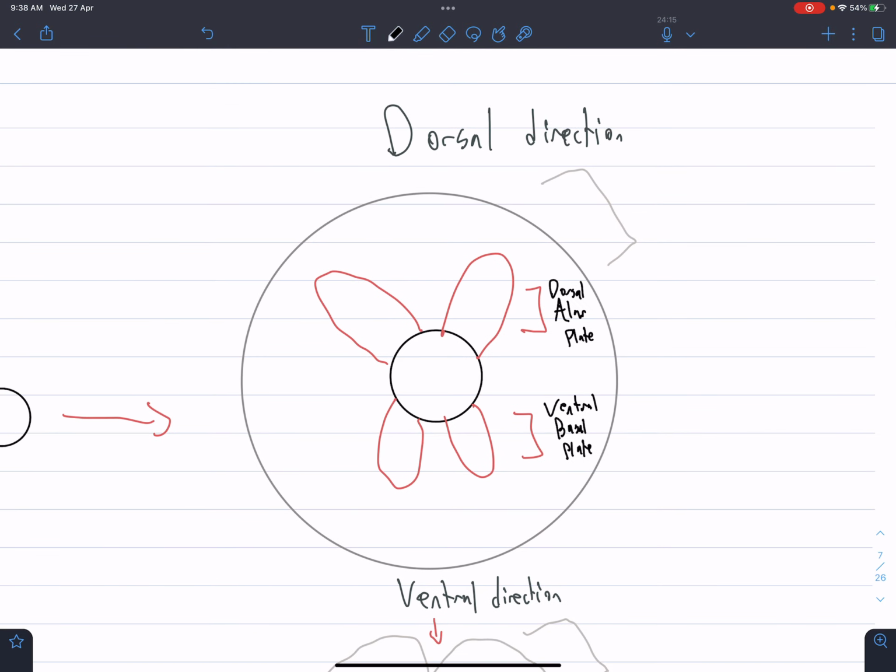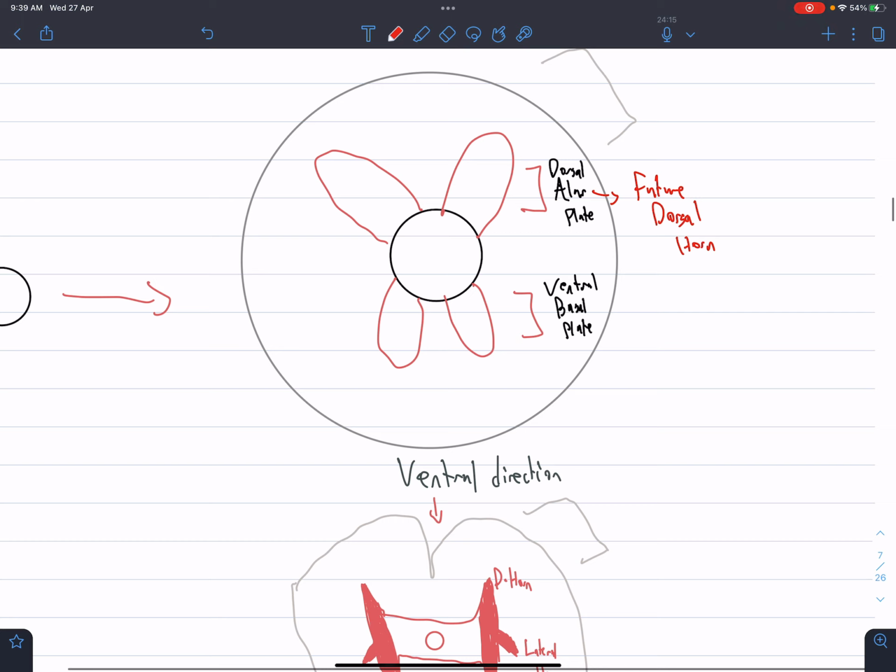Now, just logic. What do you think the dorsal alar plate is going to give you specifically? Which part of the gray matter? It's going to give you the future dorsal horn. Remember the dorsal horn of the gray matter. And what is the dorsal horn composed of? Sensory neurons. So what about the ventral basal plate? What do you think it will develop into, mature into? It's going to give you the future ventral horn. And what is the ventral horn composed of, Nawaf? Composed of the motor neurons. All right? That's what these two plates are going to give you. These neuroblasts give you sensory neurons here, motor neurons on the other side.